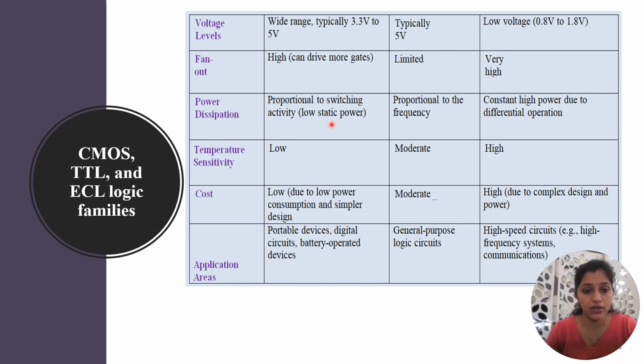Power dissipation, it is proportional to switching activity, so low power dissipation. Proportional to frequency, it is moderate here. And constant high power due to differential operation. Temperature sensitivity is low for CMOS. It is moderate for TTL and high for ECL.